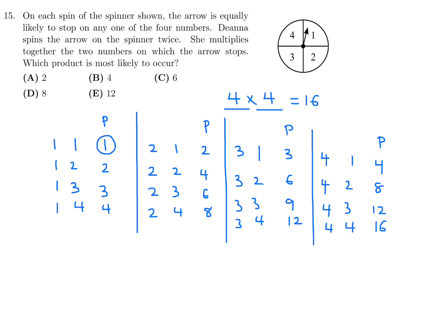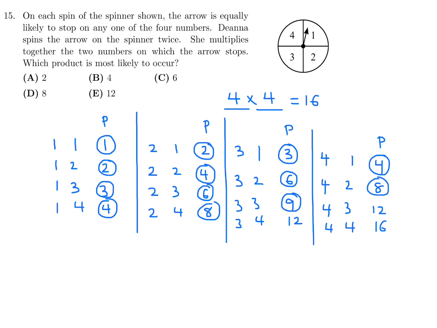1 only looks like it happens once. 2 happens twice. 3 happens twice. 4 happens 3 times. 6 happens twice. 8 happens twice. 9 looks like it only happens once. 12 looks like it happens twice. 16 only happens once. So it was the 4 that happens the most. It happens 3 times. So the product that's most likely to occur is 4. Therefore, number 15, the answer is B.